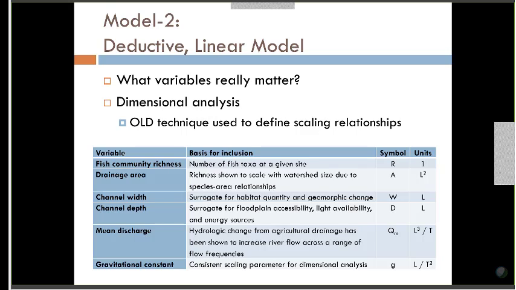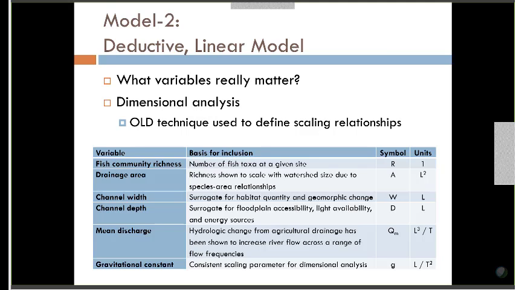of our models. The first is our response variable. So in this study, we're interested in fish community richness, or the number of species at a given site. Secondly, we looked at drainage area and said, well, we know that as watersheds get larger, they tend to accommodate more species. So let's think about drainage area. Third, channel width. We use channel width and channel depth as surrogates for both habitat quantity, but also dynamics associated with things like light and floodplain accessibility.